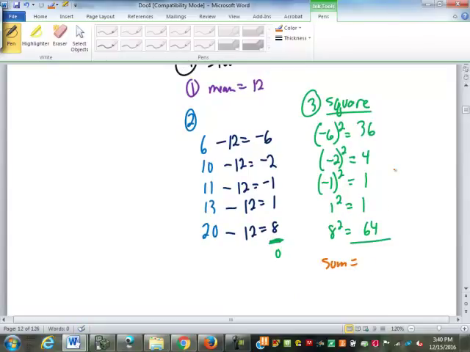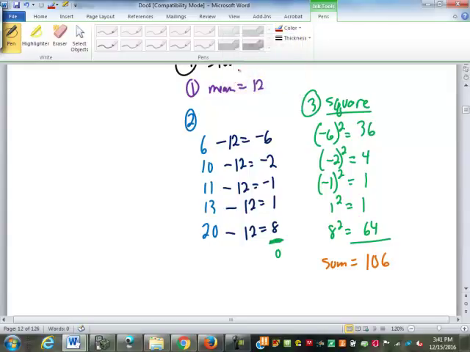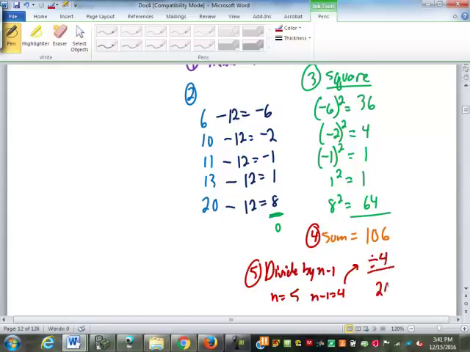What is step 4? Find the sum or total. Add them up. So that gives us what? 106? So step 4. Step 5 is to divide by n minus 1. What's n here? How many numbers in the list? 5. So n minus 1 is 4. So we're going to divide by 4. It's 26.5.